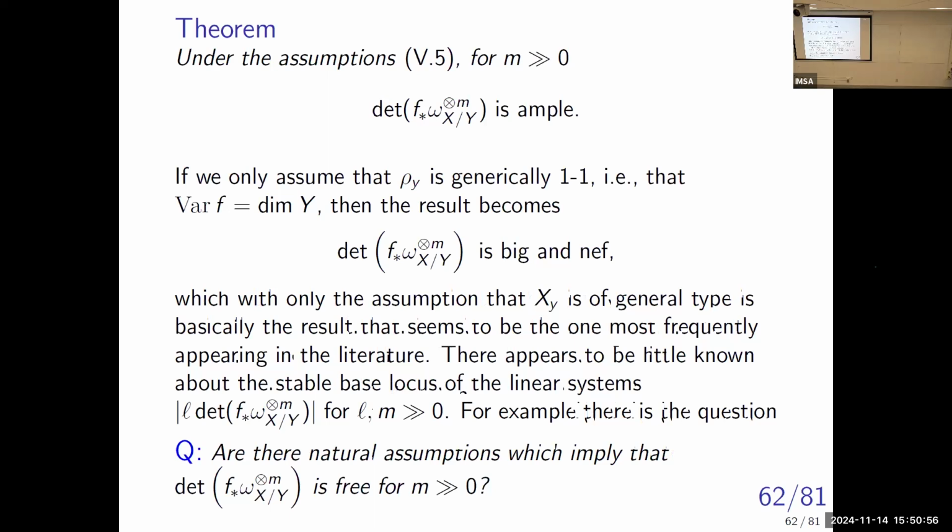There's an actual question around here that I don't know the answer to. It's relatively easy to produce big and nef as a property of a line bundle or a vector bundle. That's a birationally invariant notion. You blow up something, big and nef stays big and nef, and so on. So it's a much easier type of property to get at than actual ampleness.